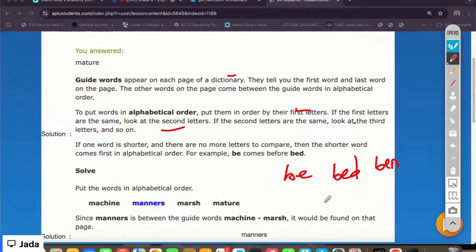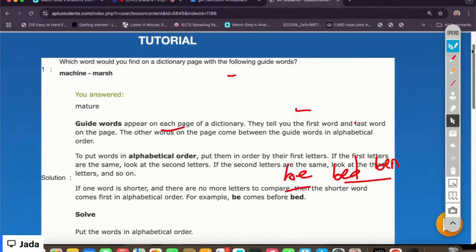Alright, so we have B, bed, and Ben. Because B is just one letter, you have to put it in front, and then you compare the remaining two. Okay? Fine, thank you. So you have to take note of the dictionary words because it's basically about putting the words in order.